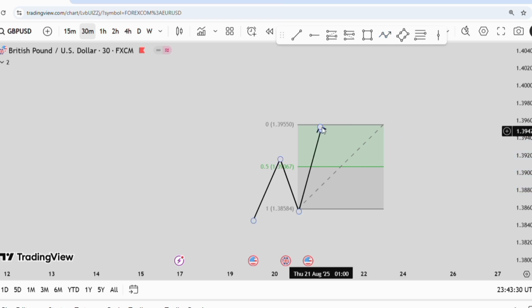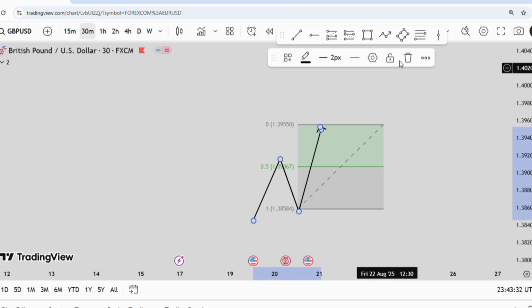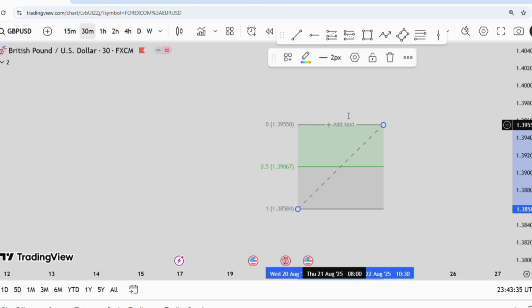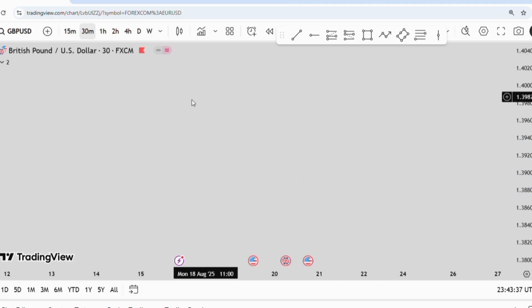As easy as that. So all you need to do is mark out your break of structure from the 4-hour time frame, then go down to your 15-minute time frame and look for an opportunity to buy or to sell.